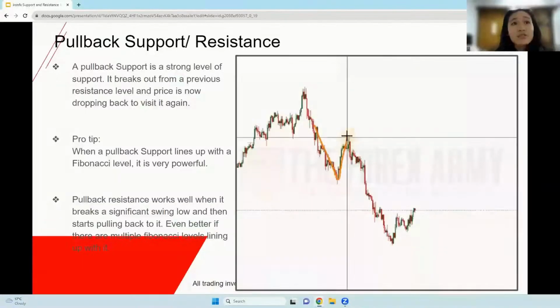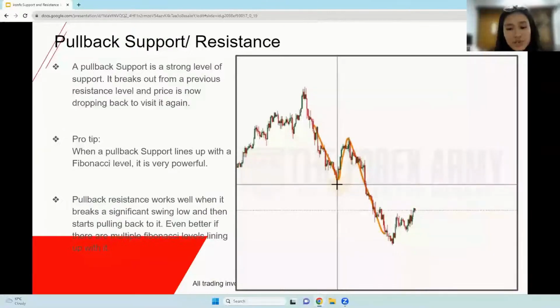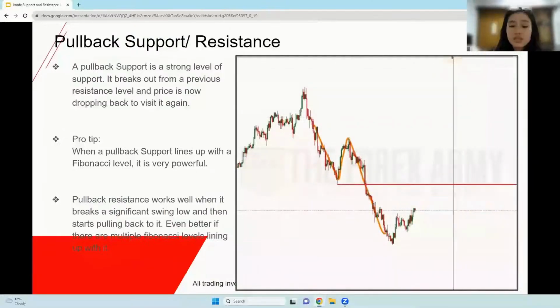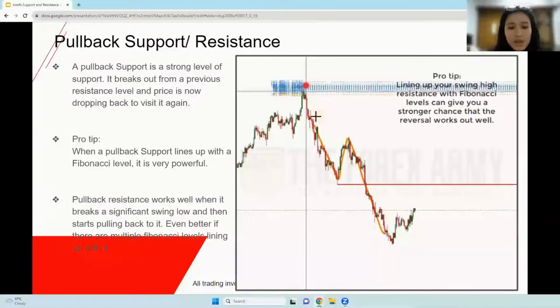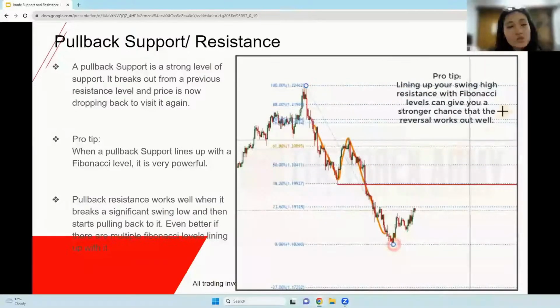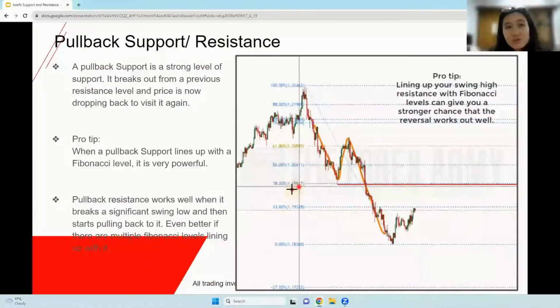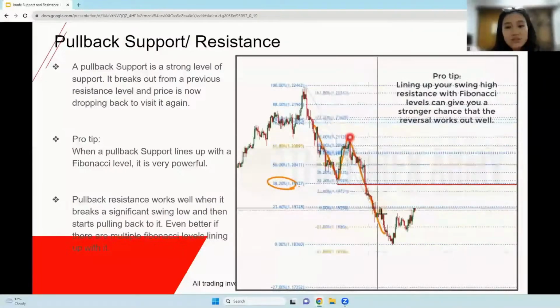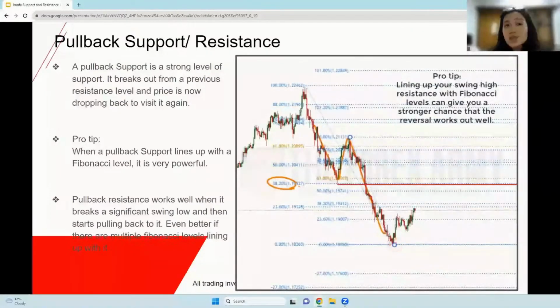So firstly, we have pullback. Pullback, from the name, suggests we are expecting price to pull back to a certain level. It's basically a strong level of support because it breaks out from a previous resistance level and price is now dropping back to visit it again. So in this case, we're just talking about the pullback support first.